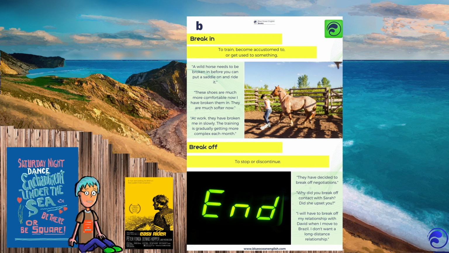And the last example, I will have to break off my relationship with David when I move to Brazil. I don't want a long distance relationship. So we use break off to talk about when relationships stop. Somebody stops a relationship.